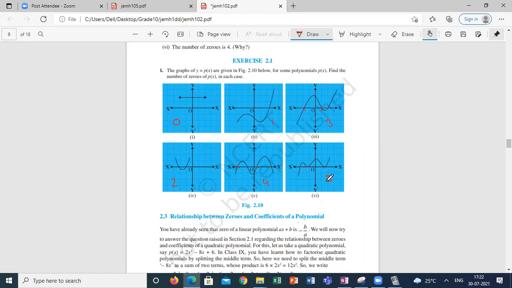Sir, I have a doubt, sir. If a parabola passes through the origin, will that be considered as a 0? Yes, it's a 0 only, no? Because passing through the origin means it is intersecting the x-axis at the origin.